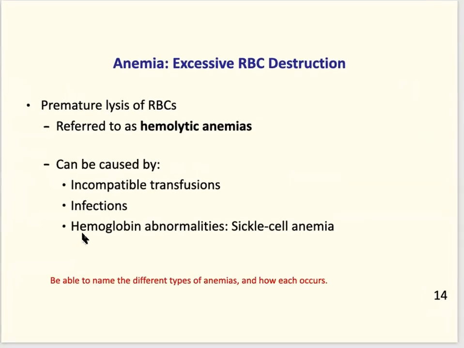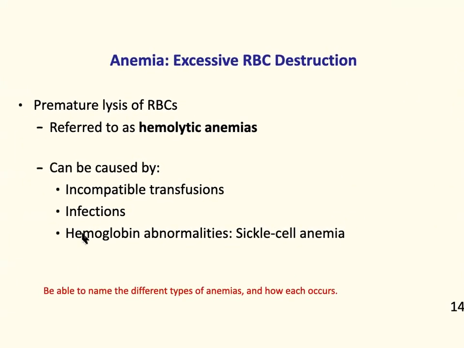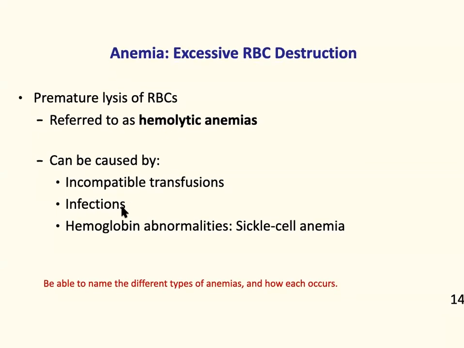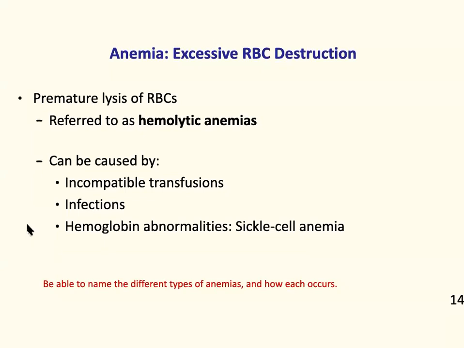Now, anemia due to excessive red blood cell destruction. Okay, there is a subcategory due to premature lysis of red blood cells. These are called hemolytic anemias. Okay, and as I mentioned, there are a number of different causes. It can be incompatible transfusion, which rarely occurs anymore, especially in developed countries. It could be infections. It could also be hereditary conditions like sickle cell anemia, hereditary spherocytosis, etc.